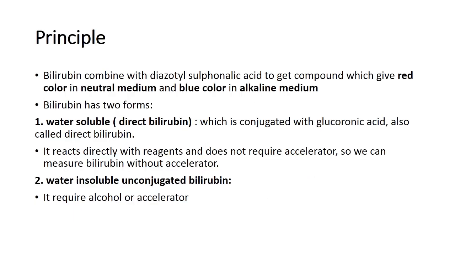Principle of the reaction: when bilirubin combines with diazotized sulfanilic acid, we get a compound that gives a red color in neutral medium and blue color in alkaline medium. It occurs in two forms: water soluble, direct or conjugated bilirubin. Conjugation occurs in liver and it is conjugated with glucuronic acid. It does not require accelerator and reacts directly with reagents. The other form is water insoluble, unconjugated or indirect bilirubin, which requires accelerator for reaction.